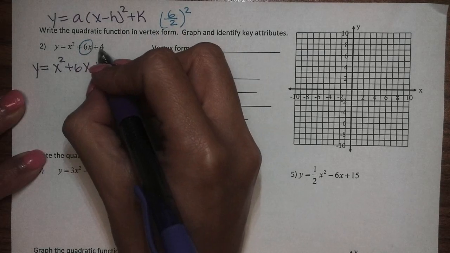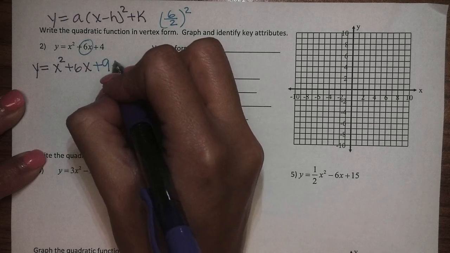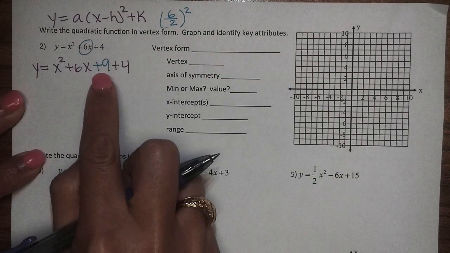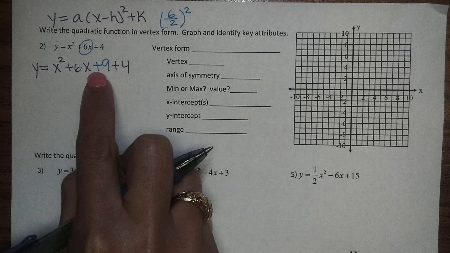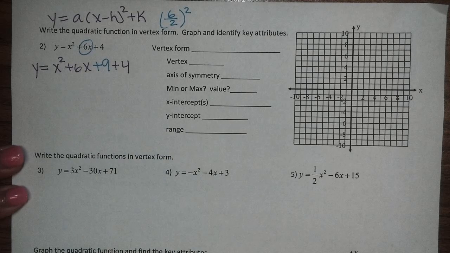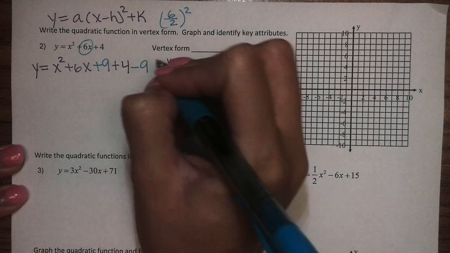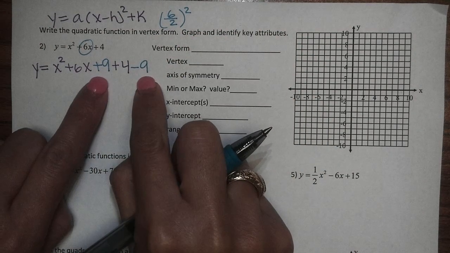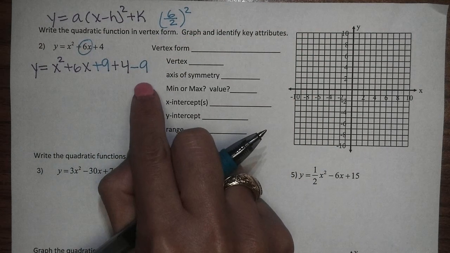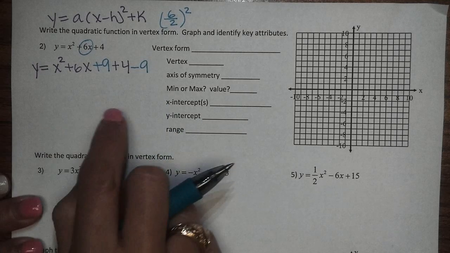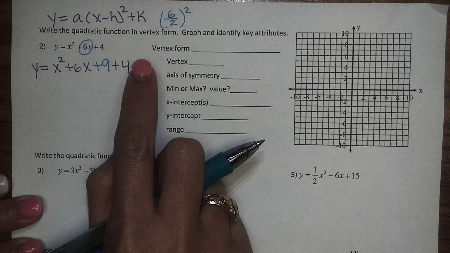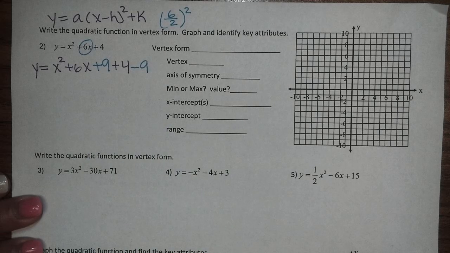Then I'm going to keep writing the rest of the question. So plus 4. But because I just added the 9 to complete the square, I have changed the problem. Now I have that extra plus 9 there. So I need to subtract 9, so I need to undo that. Minus 9 will cancel this plus 9 so that I can keep the equation equivalent. So I've completed the square, and I've kept my equation balanced by subtracting the 9.